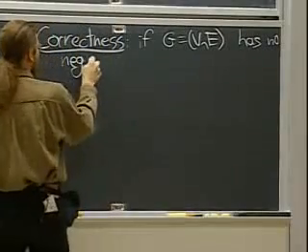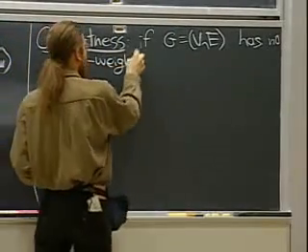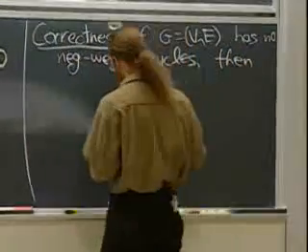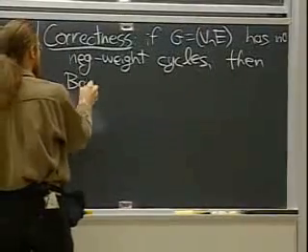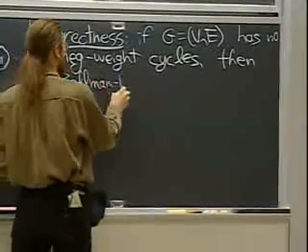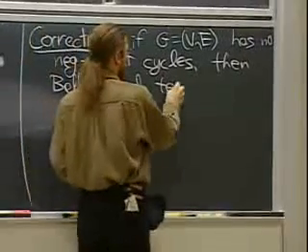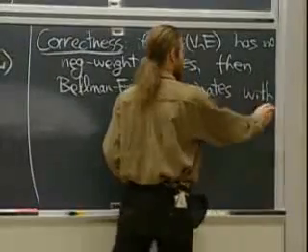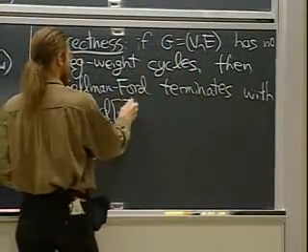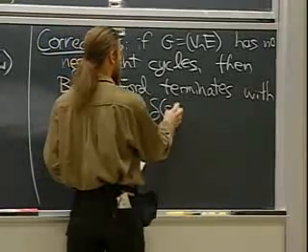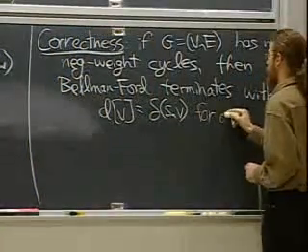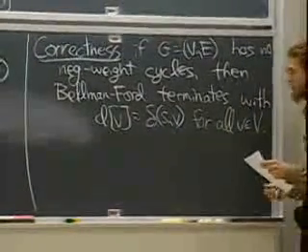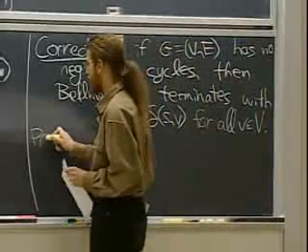So let's suppose we have a graph and some edge weights that have no negative weight cycles. Then the claim is that we terminate with the correct answer. So Bellman-Ford terminates with all of these d of v values set to the delta values for every vertex. Okay? The proof is going to be pretty immediate.